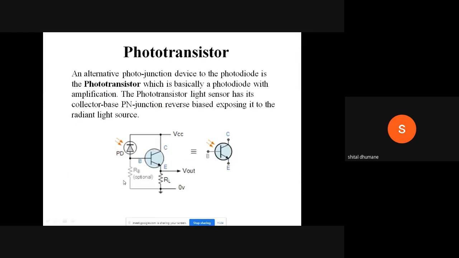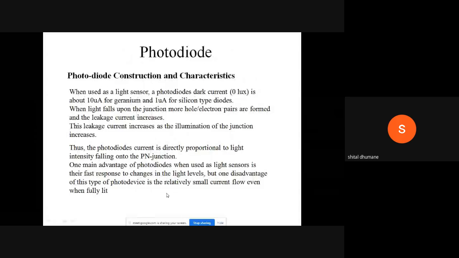So one advantage of this photodiode is that when used as a light sensor, it has a fast response to changes in light levels. But one disadvantage is that such photo devices have relatively small current flow even when fully illuminated. So there is an advantage and a disadvantage for this photodiode. The advantage is that when it is used as a light sensor, there is a fast response to changes in the light level. So this is about the photodiode.